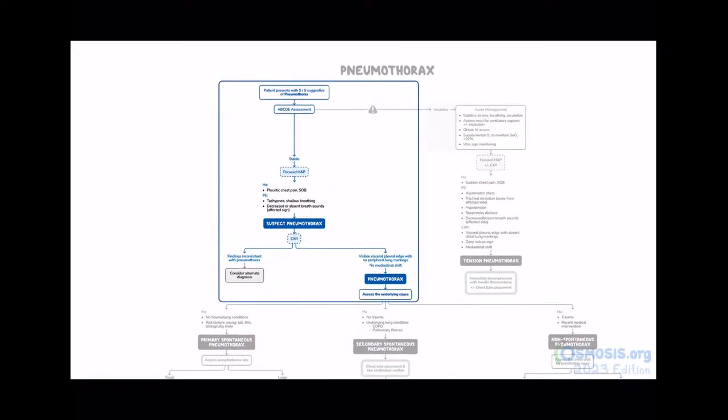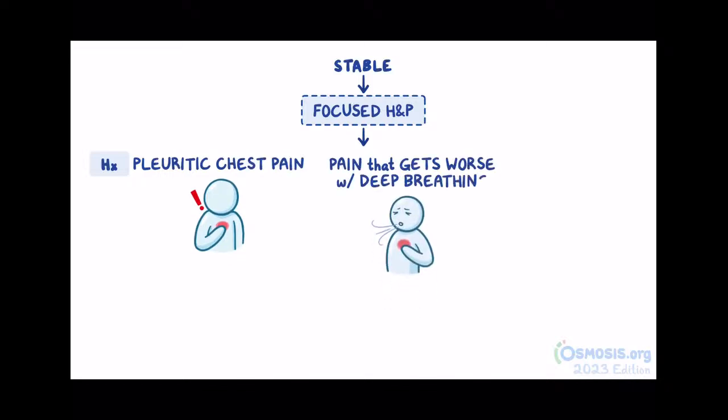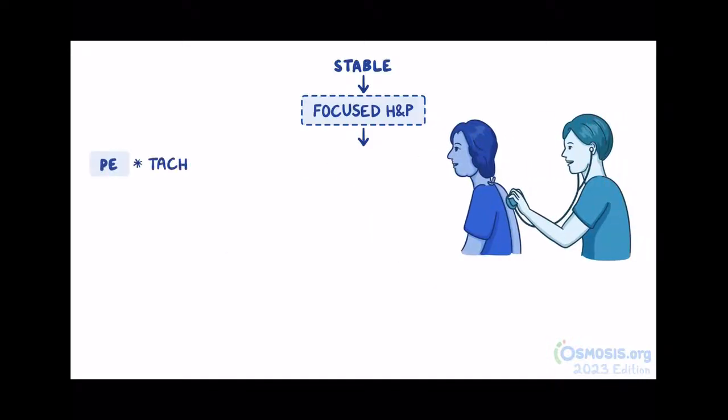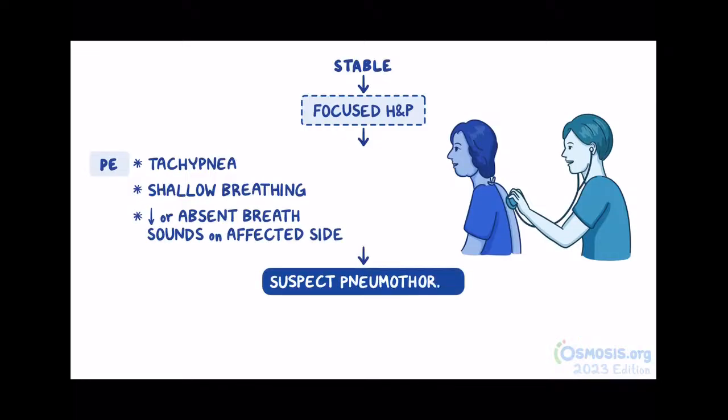Now, let's jump back to the ABCDE assessment and take a look at stable patients. If your patient is stable, proceed with a focused history and physical examination. Your patient is likely to report sudden onset of pleuritic chest pain, or pain that gets worse with deep breathing, as well as shortness of breath. Common examination findings include tachypnea, shallow breathing, and decreased or absent breath sounds on the affected side of the chest. If these findings are present, suspect pneumothorax and order a chest x-ray.